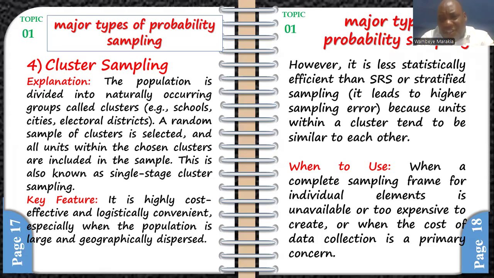When can we use this process? It can be used when a complete sampling frame for individual elements is unavailable or too expensive to create, or when the cost of data collection is of primary concern.